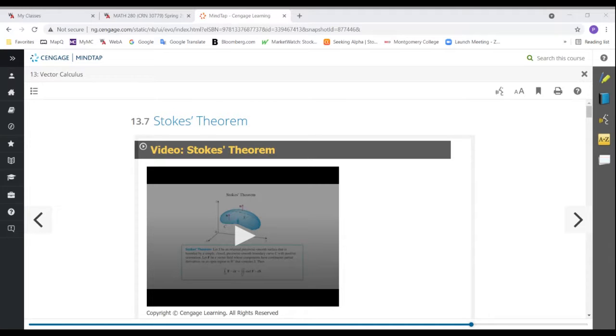is the rate of flow of the vector field overall outward from the surface or inward from the surface? And a value of that rate of flow, that net rate of flow, is called a flux value. And we learned how to do that in section 13.6 last week.